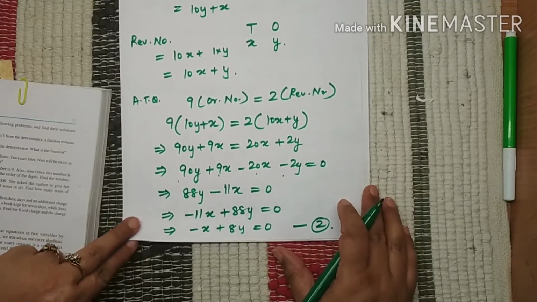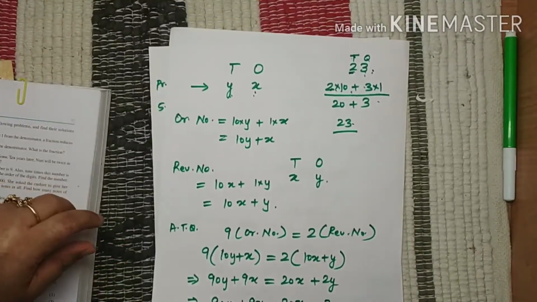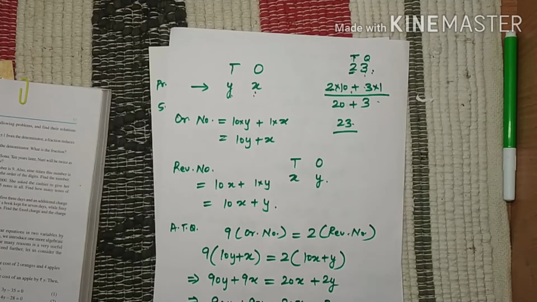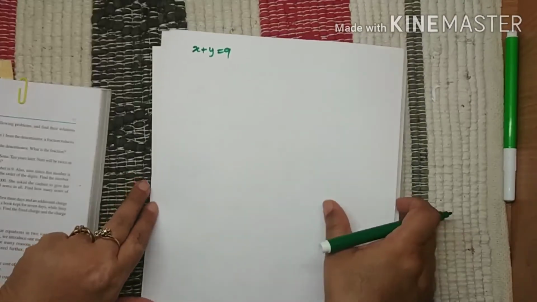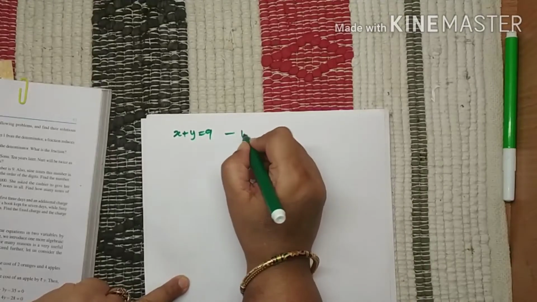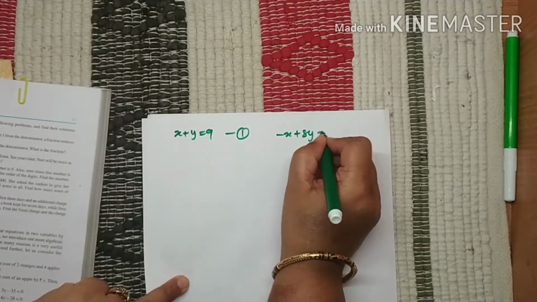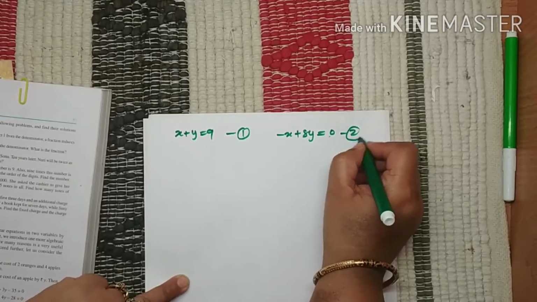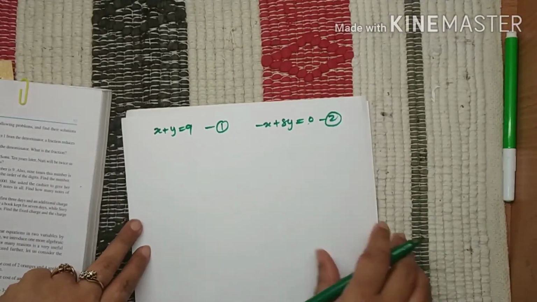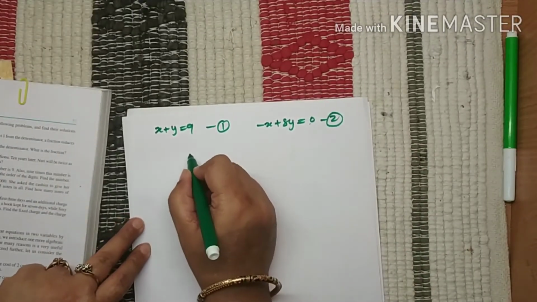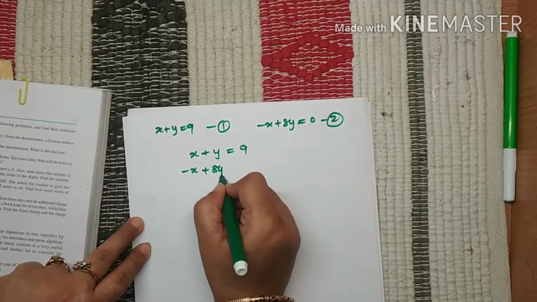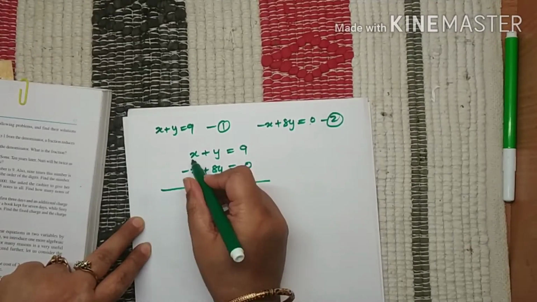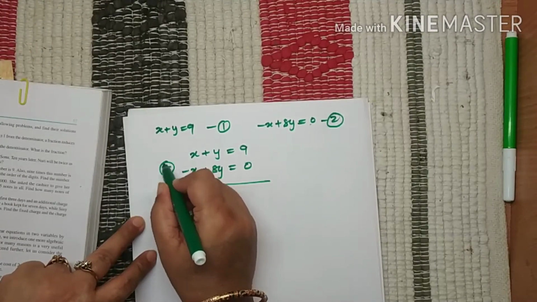My first equation was that the sum of the digits is 9, so x plus y is equal to 9. So my two equations now are x plus y is equal to 9, and the second equation is minus x plus 8y is equal to 0. I can see the coefficient of x in both the equations is the same, so let us directly add or subtract. Let's see the signs. Signs are also opposite, so I have to add these equations.